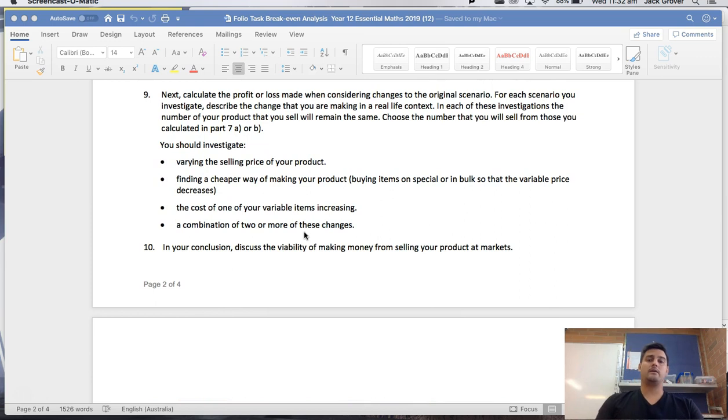This question 9 is to do with profit and loss. So if say the cost of our variable costs, so our ingredients or our materials, went up, how might that affect our break-even point? If the cost of our fixed costs actually went down, then how would that actually affect our break-even point as well? Okay, so really it is all around the break-even point and how the various factors affect that break-even point.